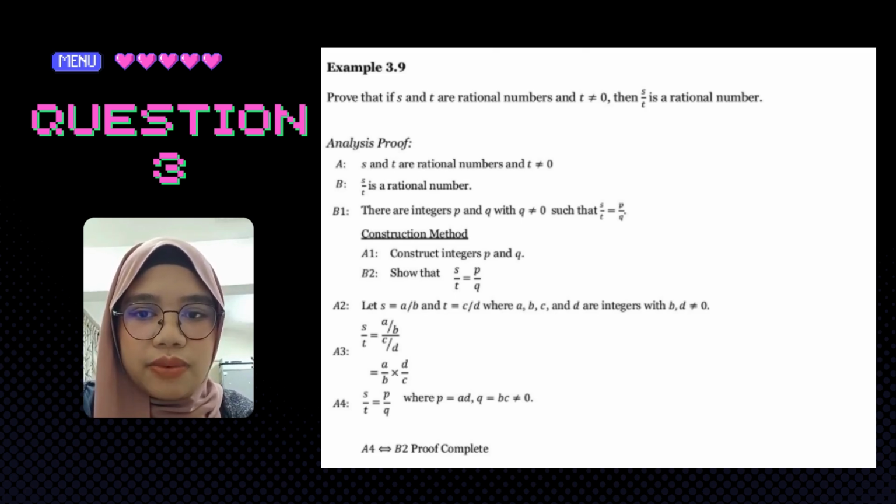After that, it's going to be S over T equal to A over B over C over D. Our A3, which we simplify from A2, is going to be A over B multiplied with D over C. A4 is going to be S over T equal to P over Q, where P equal to AD and Q equal to BC isn't 0. This proves that A4 is equal to B2.